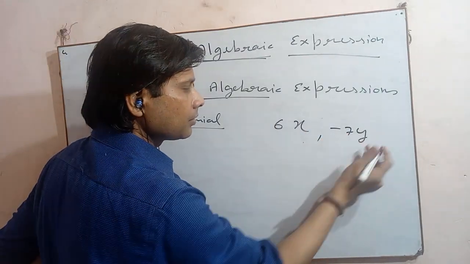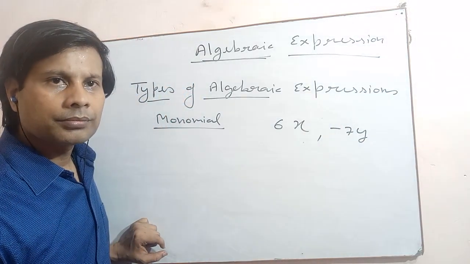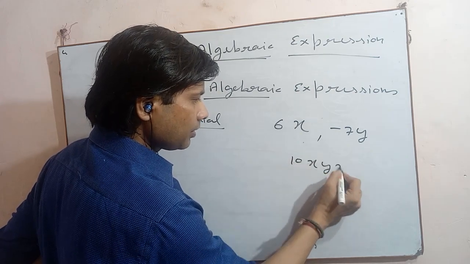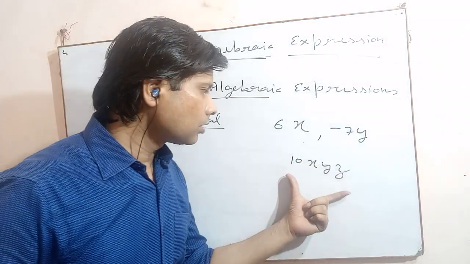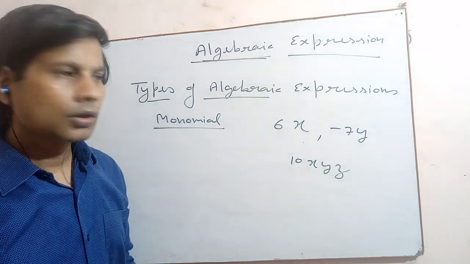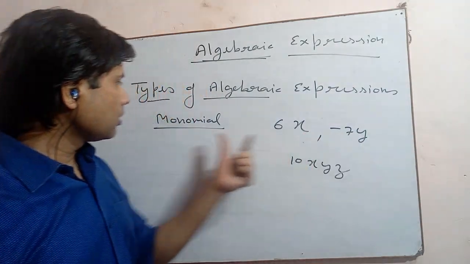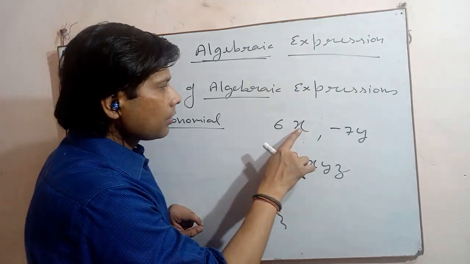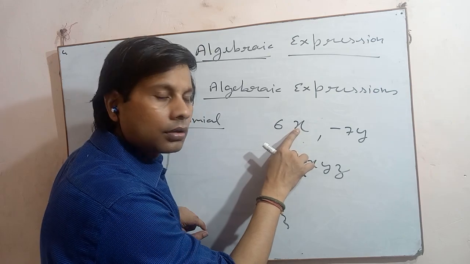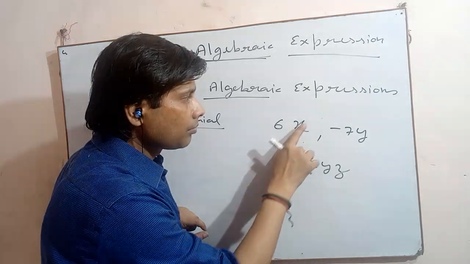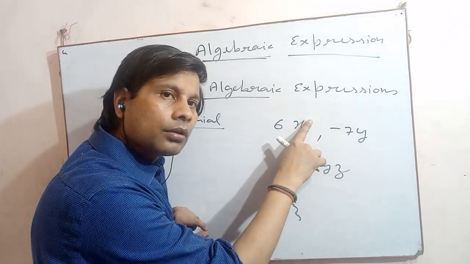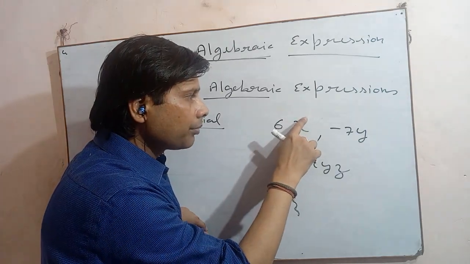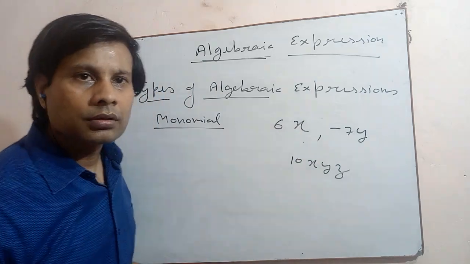Minus 7, this is called one term. If I say 10xyz, this is also called one term. So where there is one term, they are all called monomials. But you have to take care that the power of the variable part should be a whole number. Please take care of it. If the power is a whole number, then I will say this is a monomial.